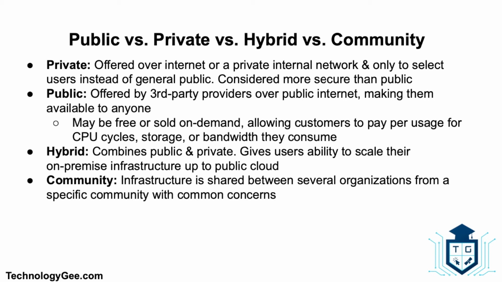Then we have the hybrid cloud model, and this is a computing environment that combines a public cloud and a private cloud by allowing data and applications to be shared between them. When computing and processing demand fluctuates, hybrid cloud computing gives organizations the ability to seamlessly scale their on-premise infrastructure up to the public cloud to handle any overflow without giving third-party data centers access to the entirety of their data.